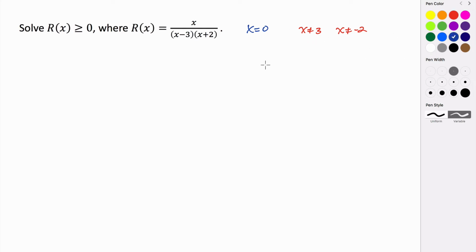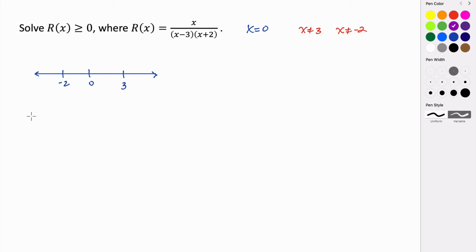So let's draw our number line. We have negative 2 here, we have 0 here, and we have 3 here. We want to test values to the left of negative 2, in between negative 2 and 0, in between 0 and 3, and to the right of 3.